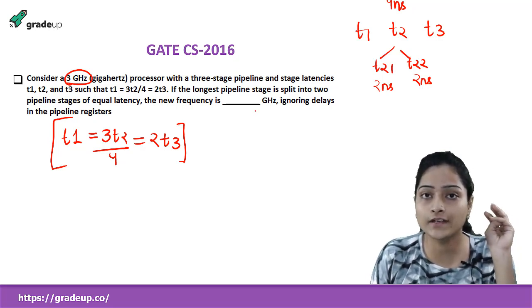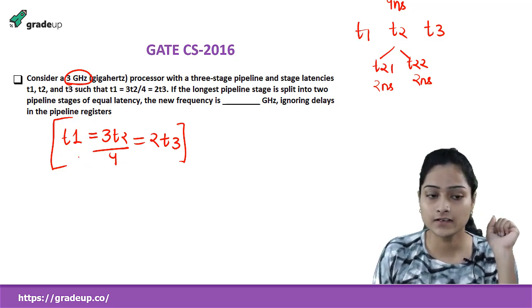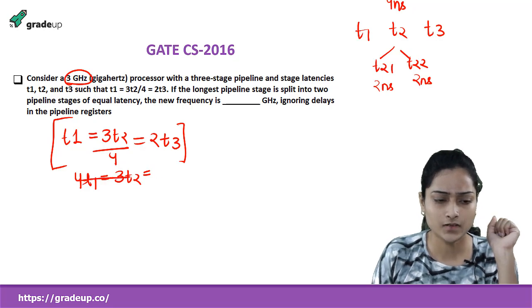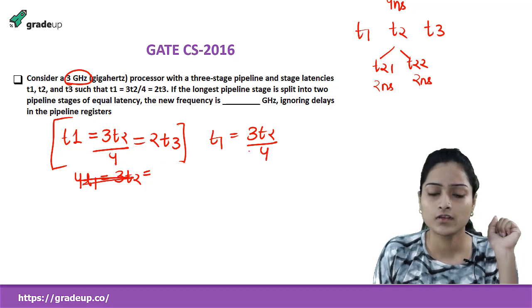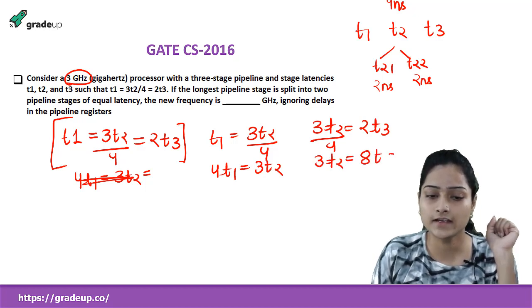So let us see how we are going to do this question. We are provided with the relation between these three stages. Okay, let us solve it. 4T1 will be equal to 3T2. So T1 is equal to 3T2 by 4, that is 4T1 is equal to 3T2. And this is 3T2 by 4 is equal to 2T3. Then it can be written as 3T2 is equal to 8T3.